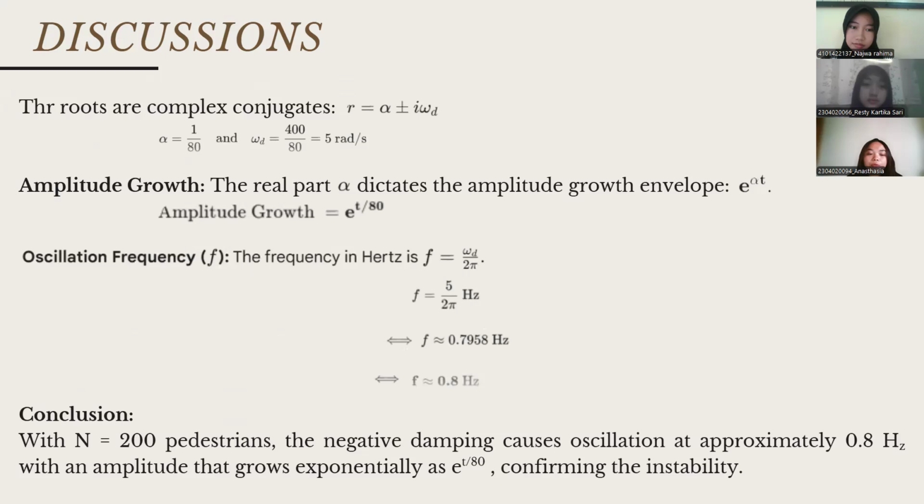And then the oscillation frequency, or f, the frequency in hertz, is f equal to omega d over 2 pi, which equals 5 over 2 pi hertz. And f is approximately 0.7958 hertz, or approximately 0.8 hertz. The conclusion of this problem is that with n equal to 200 pedestrians, the negative damping causes oscillation at approximately 0.8 hertz with an amplitude that grows exponentially as e to the t over 80, confirming the instability.